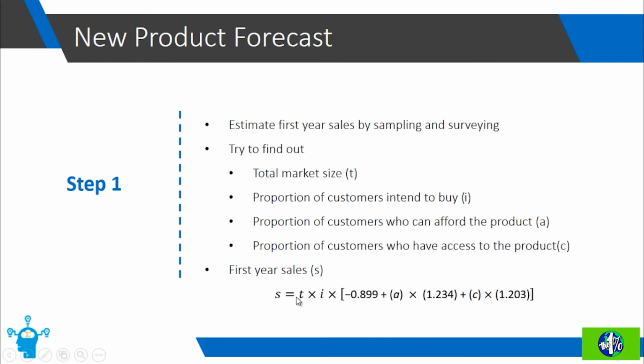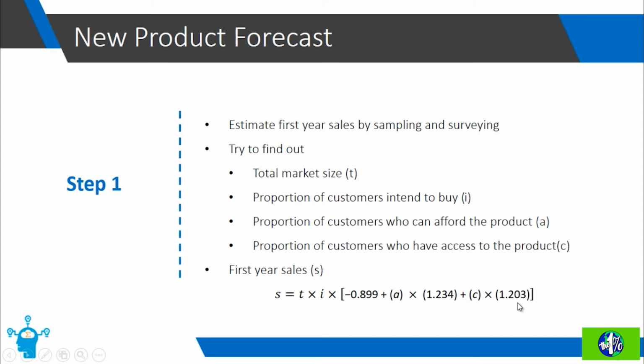In this formula, S is for the first year sales. S is equal to the total market size or the total population for which you conducted this survey, multiplied by the proportion of customers who intend to buy. This is given by I, multiplied by this one factor which includes the effect of customers who can afford it and customers who will get access to the product in the first year.